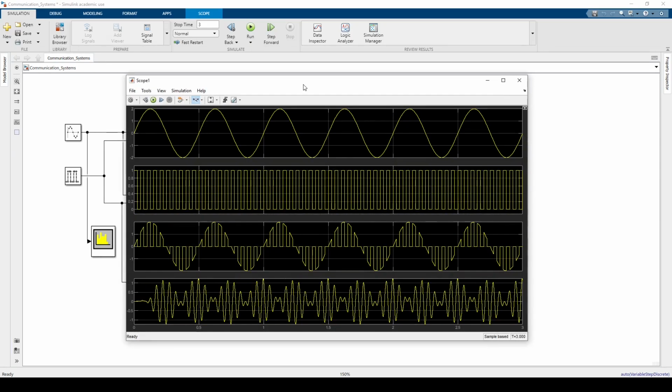And then these are the signals in the time domain using the scope. So here we have our message sine wave. This is our rectangular pulse train, and this is the product of those two. So it's kind of like a sampled signal. And then after passing it through the bandpass filter, we have the DSBSC modulated signal right here.